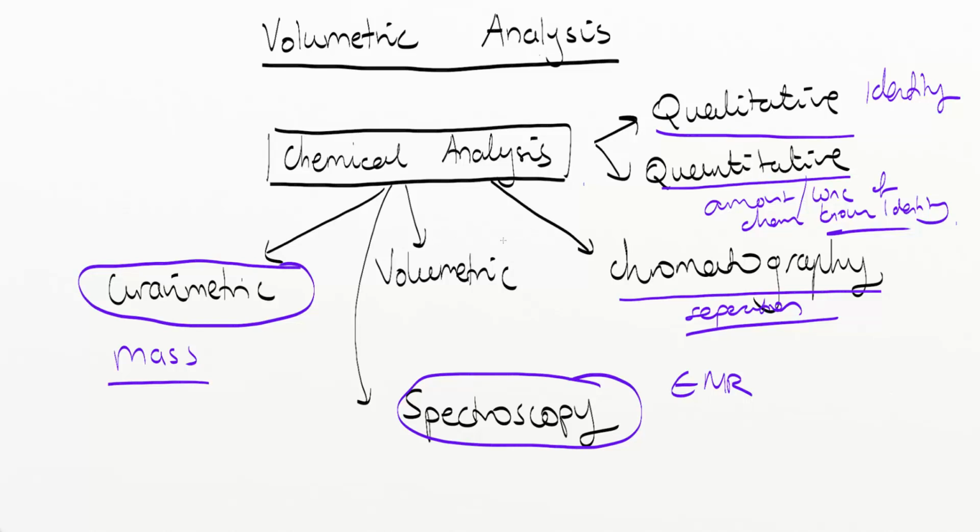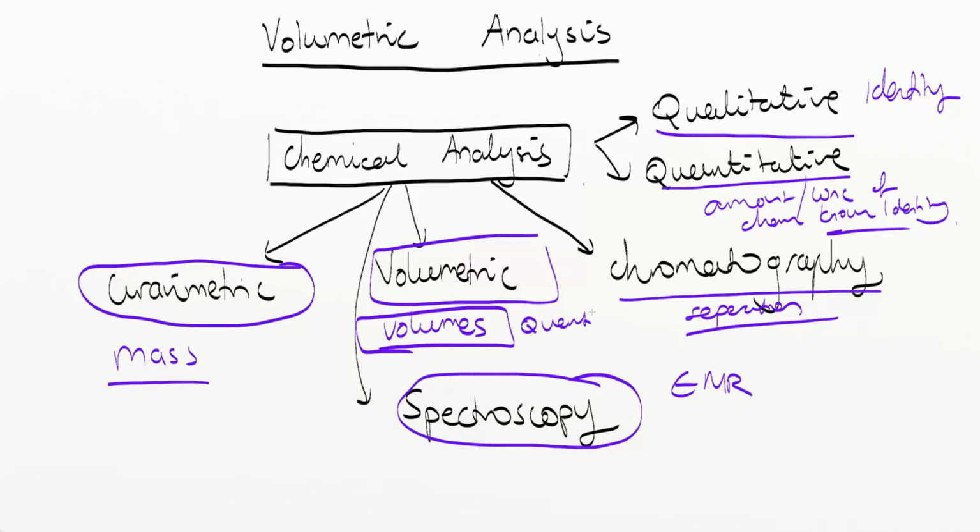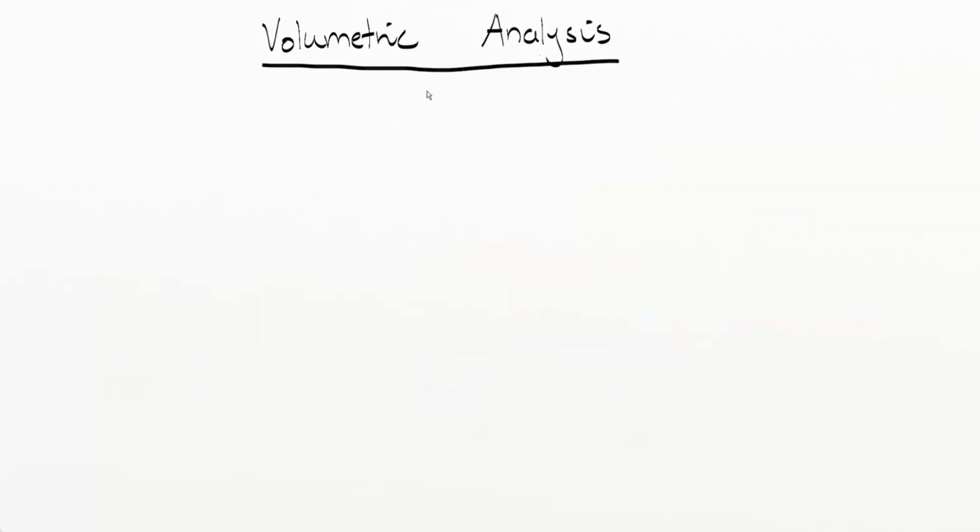So when we apply the same kind of framework to volumetric analysis, what we see is that volumetric analysis uses volumes of chemicals, measuring volumes of chemicals in order to find out information about the chemical. Volumetric analysis is primarily a quantitative analysis technique, so we can usually find out the amount or concentration. To understand volumetric analysis, we need to understand the basics of acid-base chemistry.